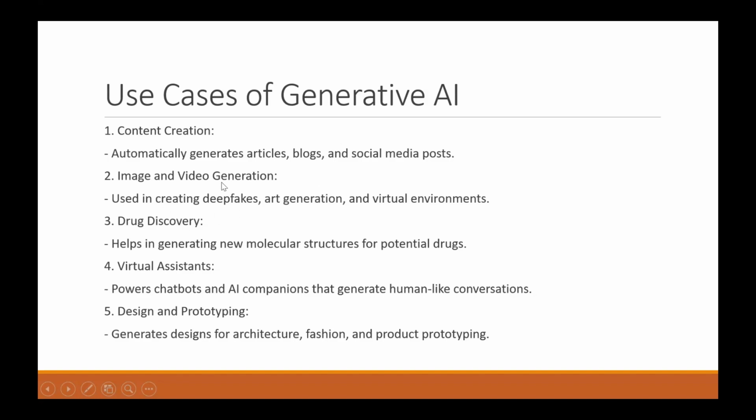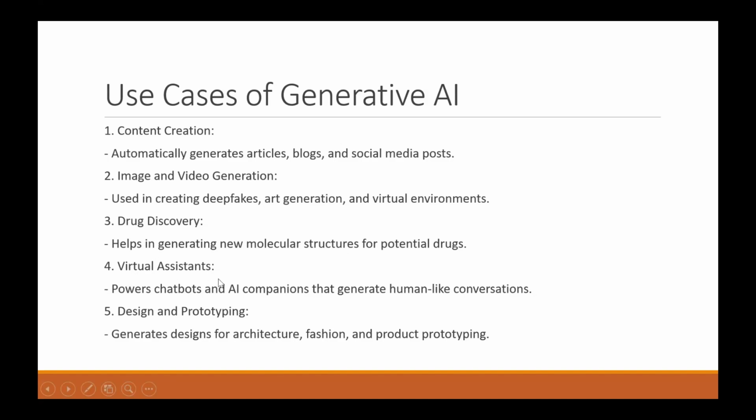Next one is video and image generation. We can use this to create images based on our text prompt, and videos as well. Used in creating deepfakes, art generation, and virtual environments. You can use generative AI to do all these things. Drug discovery helps in generating new molecular structures for potential drugs. This will help you to develop the structure, or if you want to do research based on your potential drugs, this will help you to generate the structure.